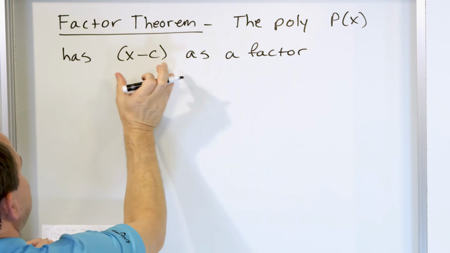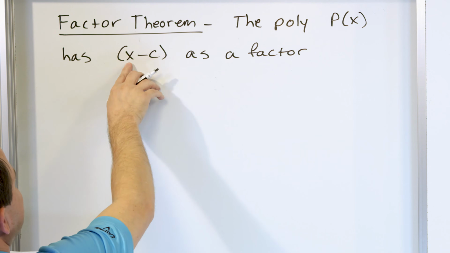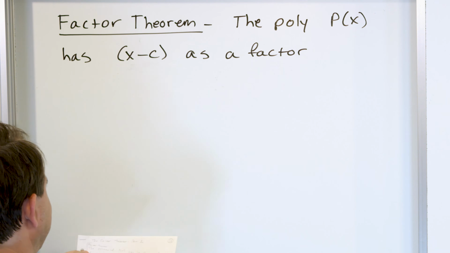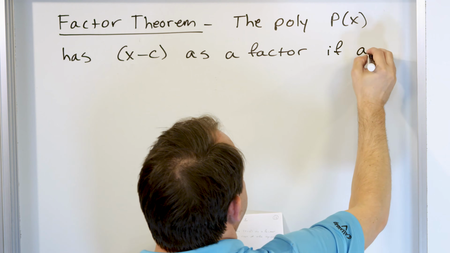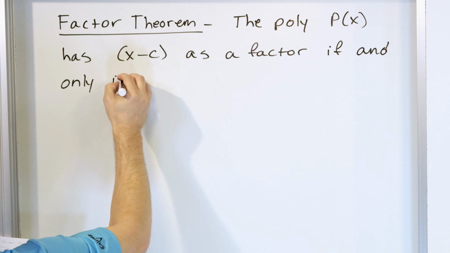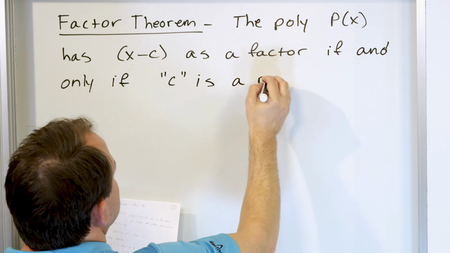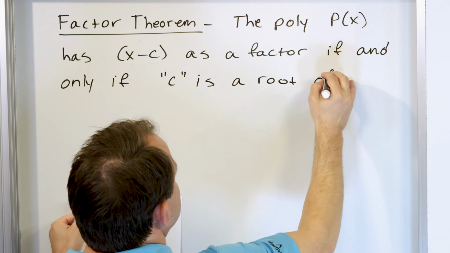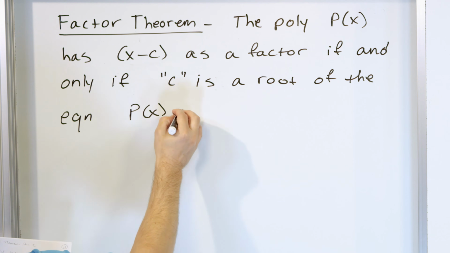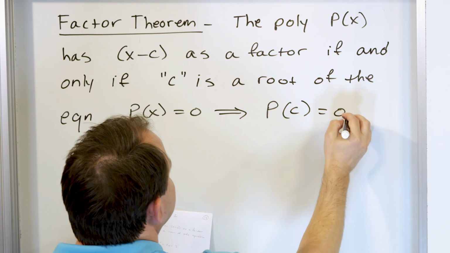Remember, these factors are little parentheses terms all multiplied together to give you p of x, right? So it has x minus c. C is a number. This means x minus 2, x plus 3, x minus 4, anything like that. It has this, whatever it is, as a factor if and only if, so it's a necessary and a sufficient condition, if and only if the number c is a root of the equation p of x, the polynomial, equal to 0. In other words, what this means is that the polynomial evaluated at c must be equal to 0.